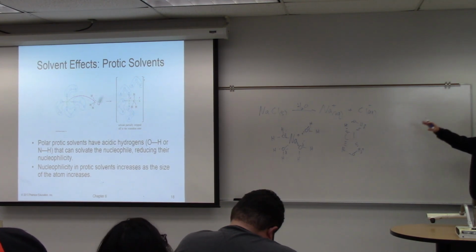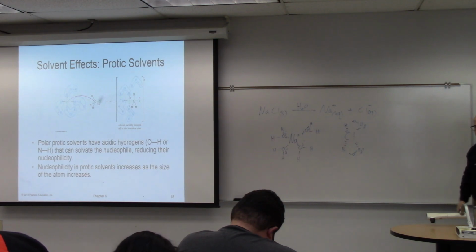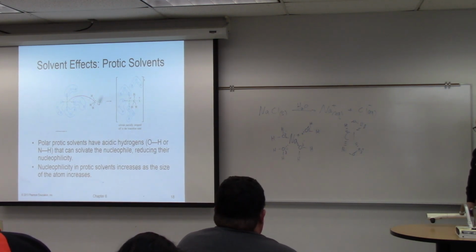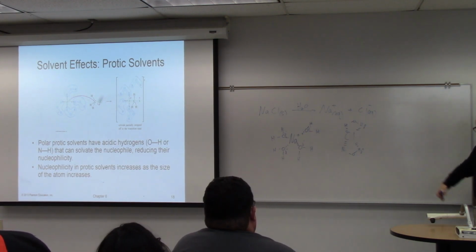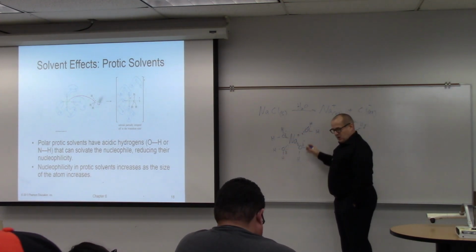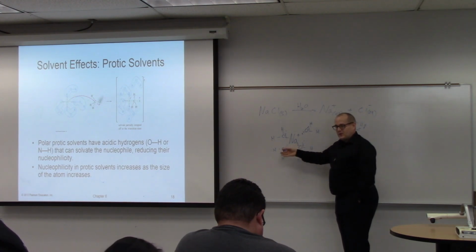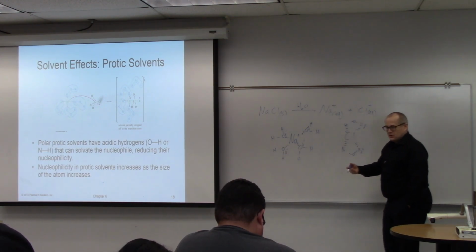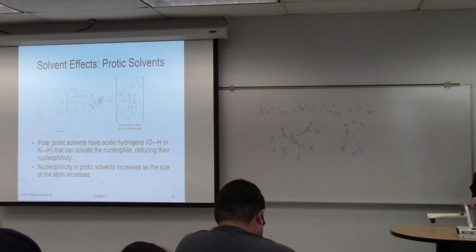Their energy is low. They have no impetus to react. There's no driving force, because you've given them a stable environment. And these things are called solvent cages. In organic, we call them solvent cages because they literally put the nucleophile in a cage. So the nucleophile can't attack.